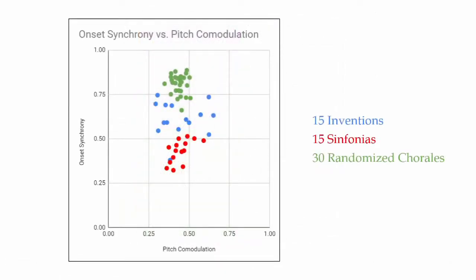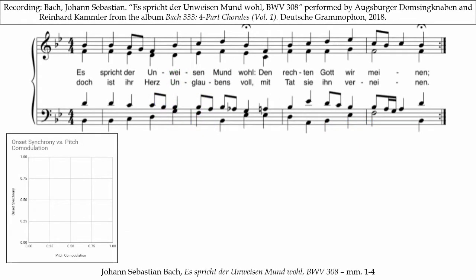Also, these results are consistent with our hypothesis of the choral works having higher onset synchrony in comparison to the keyboard works. Going back to the listening excerpts, you should notice a significant difference in the amount of simultaneous rhythms.